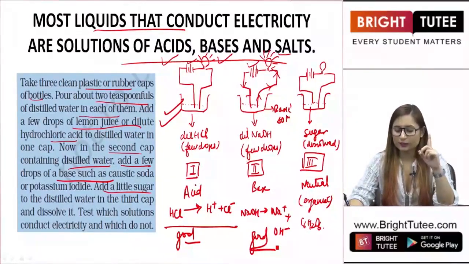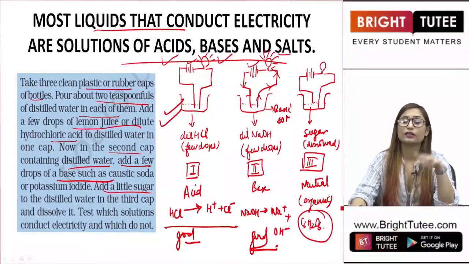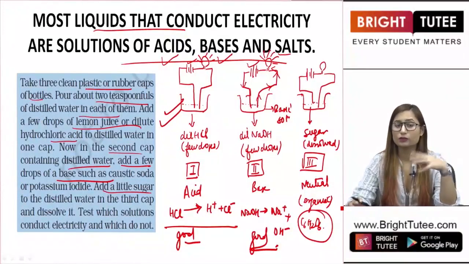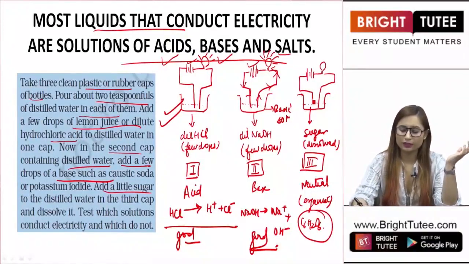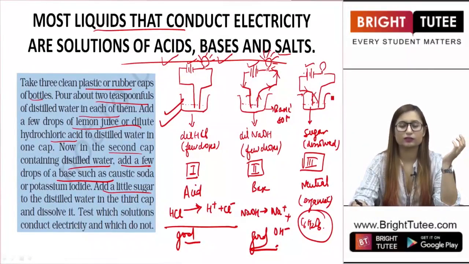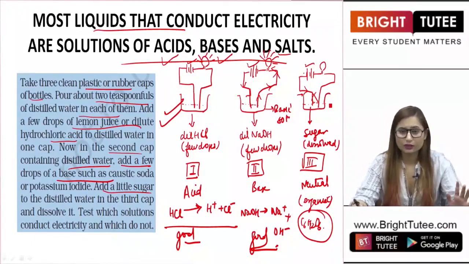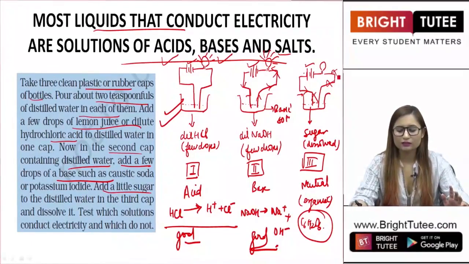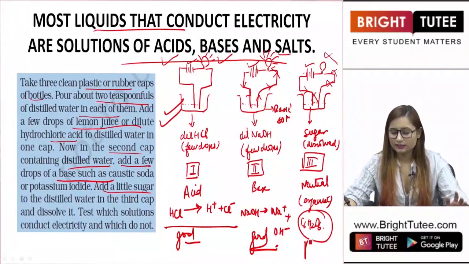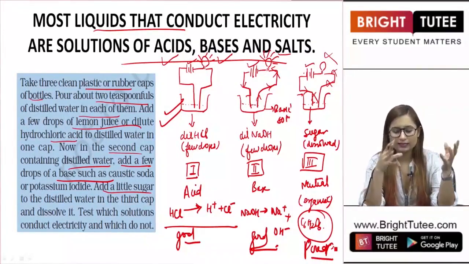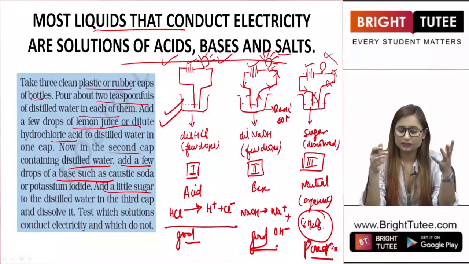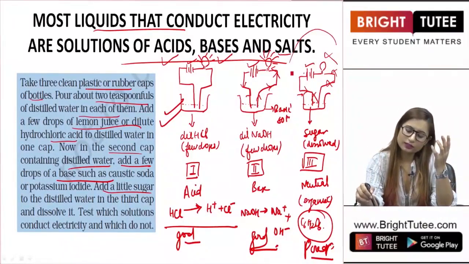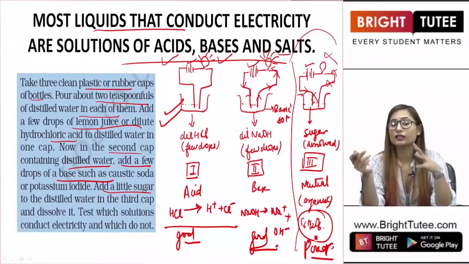Now the third case is when we have a sugar solution. Now we know sugar is an organic compound. It does not contain any ions. It won't be dissociating into any ions when we pour it into a solution. So when we turn on the battery, the current does not flow through the sugar. Sugar is a poor conductor, so there is no passage of current, so the bulb does not glow. Hence this is a poor conductor of electricity. So we learnt that the solutions of acids, bases and salts can conduct electricity, but the solutions of organic compounds such as sugar cannot conduct electricity.